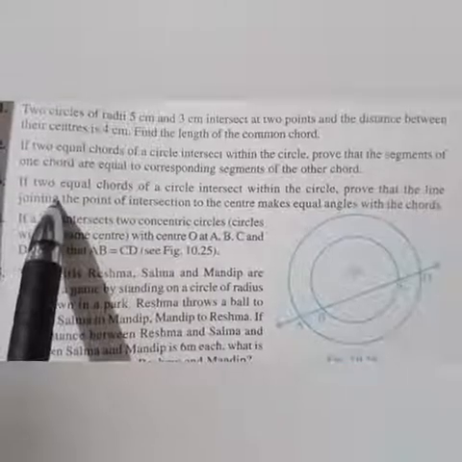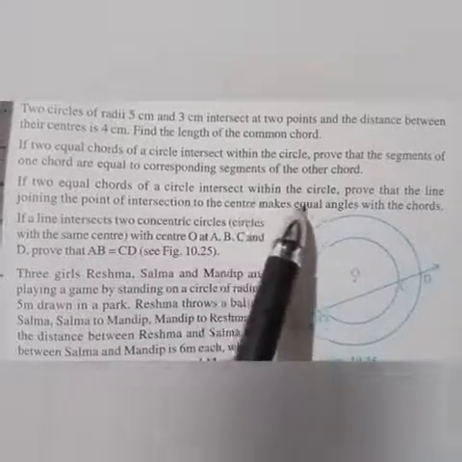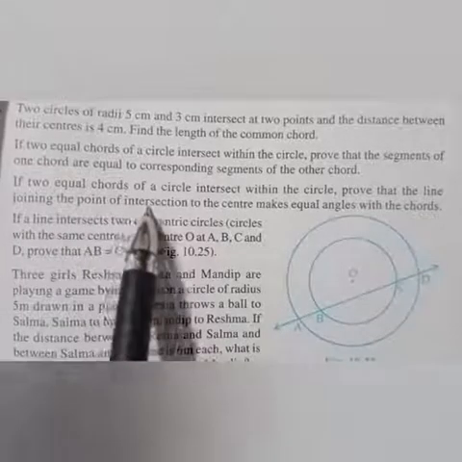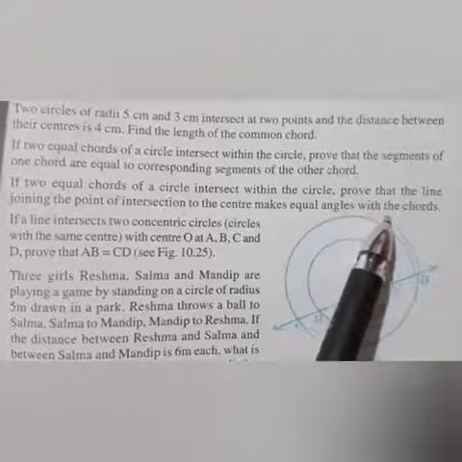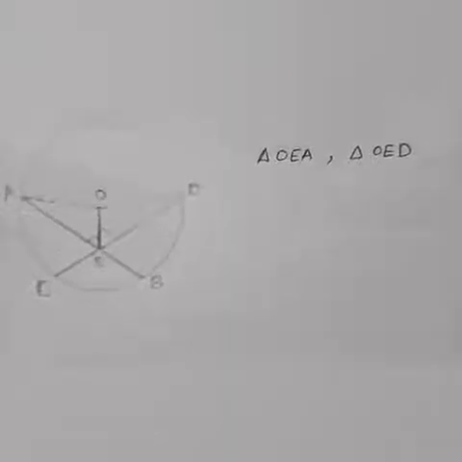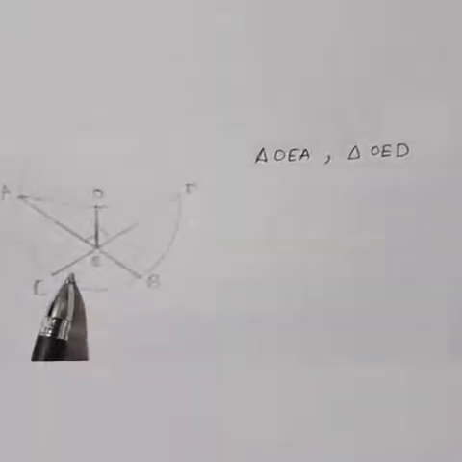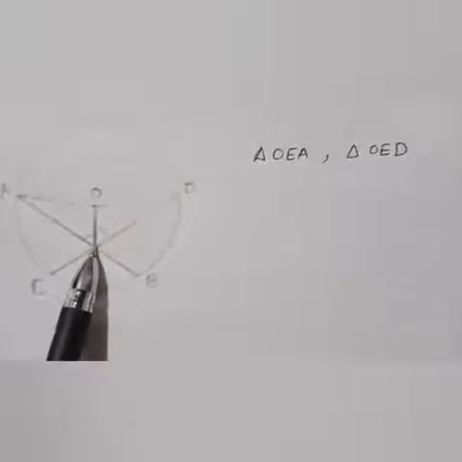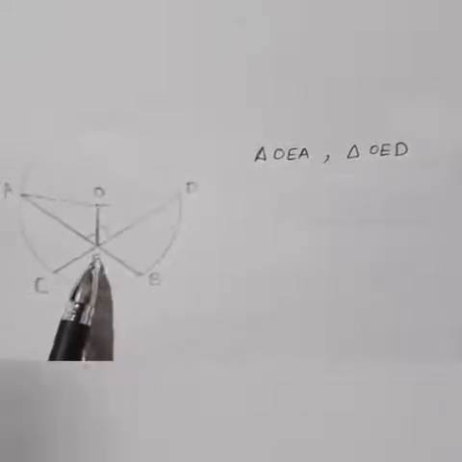Now question 3. If two equal chords of a circle intersect within the circle, prove that the line joining the point of intersection to the center makes equal angles with the chords. Given two equal chords AB and CD of a circle with the center O intersect within the circle. Their point of intersection is E.